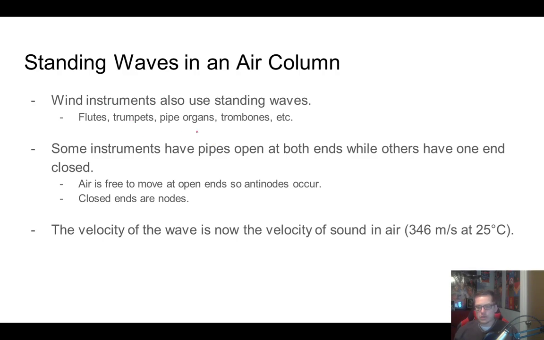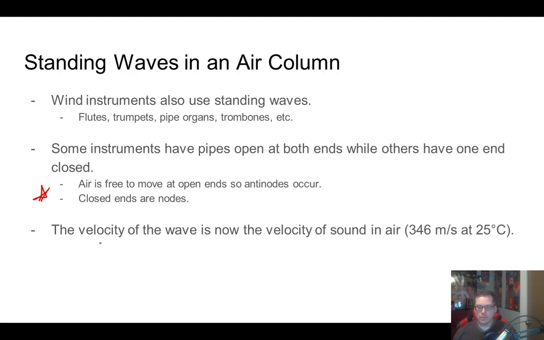So when we're drawing these, there are two characteristics you want to pay attention to. Your air is free to move at open ends, so antinodes occur; your air can move up and down. You get an antinode on the open end of your tube, and on the other end you get a closed end. These are the nodes. Depending on whether you've got a double open tube or an open closed tube, you can have differences there.